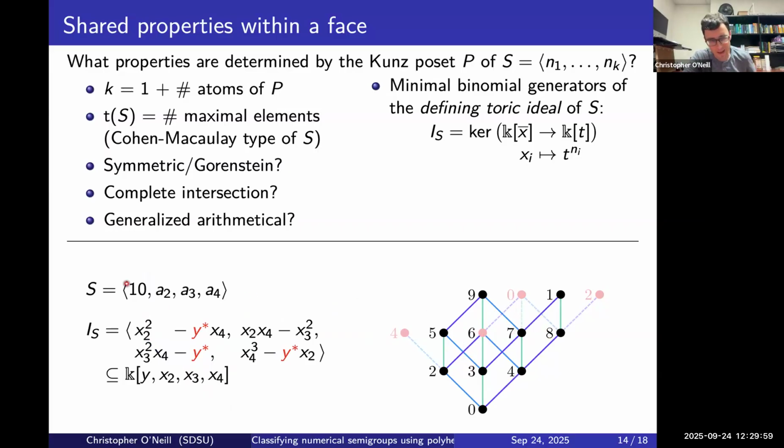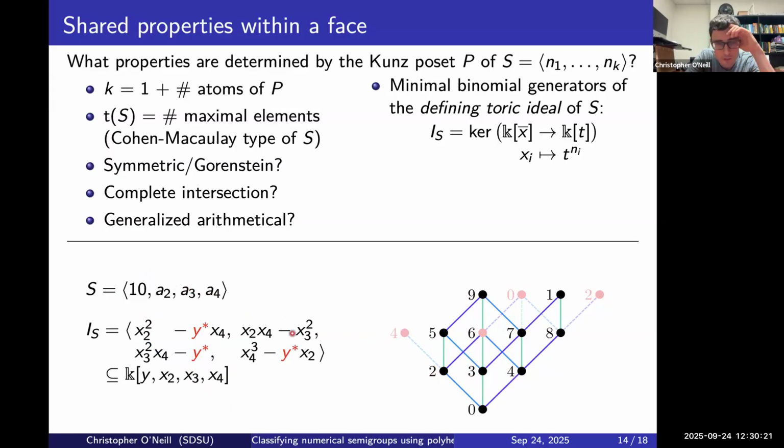They told you they had behind their back a numerical semigroup whose Kunz poset was this one, but they didn't tell you what it was. Let's see what we can recover from there. Well, m has to be 10, so that has to be our first generator. We know there's going to be 3 other minimal generators, 2, 3, and 4 mod 10 respectively. So we can label them, this is what they'd be called in the Apéry set.